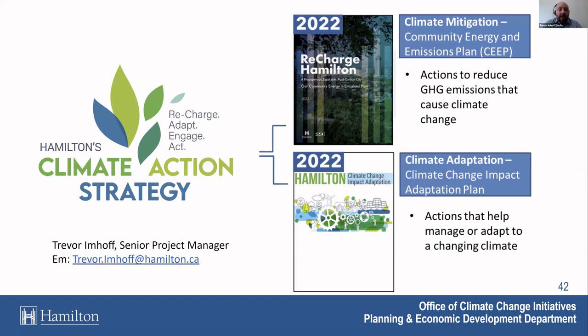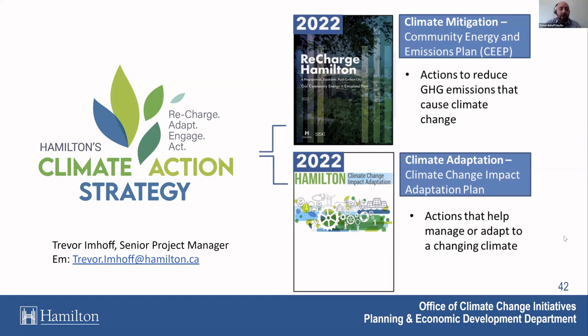And so this plan is really about significantly reducing greenhouse gas emissions to ultimately achieve net zero greenhouse gas emissions, ideally before 2050. And then equally important, we have Hamilton's Climate Impact Adaptation Plan.